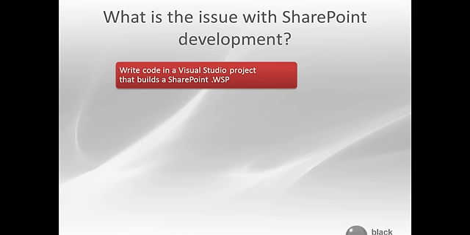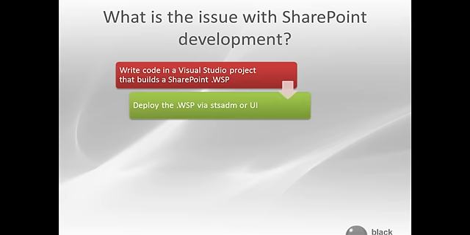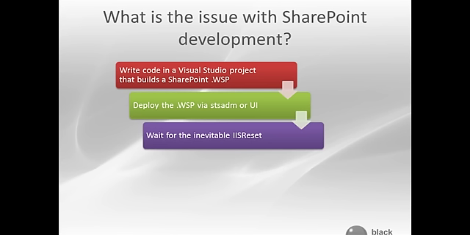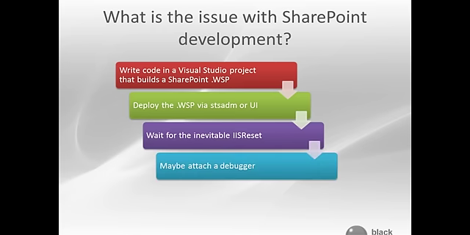We'd write some code in Visual Studio in a project that could create our WSP. Now, because this was in SharePoint 2007, that was all handcrafted XML that we had to write using sort of community tools to help us. We'd then deploy the WSP via a stsadm command or via the UI. Now, obviously, you can write a batch file to ease that process, but you still have to do it. Maybe put it as a Visual Studio post-build step. We can then wait for the inevitable IIS reset, and because you're running on a virtual machine, that can take a little while. We then maybe want to attach our debugger.